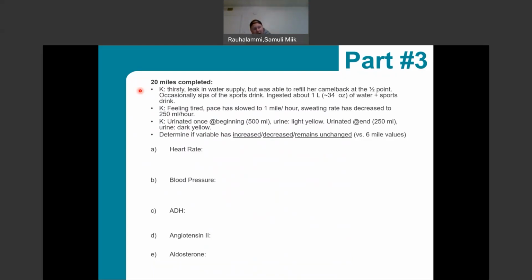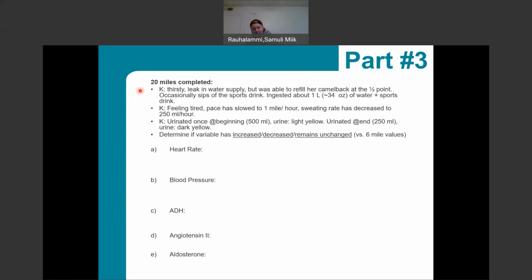So in total, in 20 miles, 1 liter of fluids, that's not a lot. She is feeling tired and her pace has slowed down quite drastically to 1 mile per hour. And her sweating rate has decreased to 250 mils per hour. So she's sweating less, she's dehydrated.